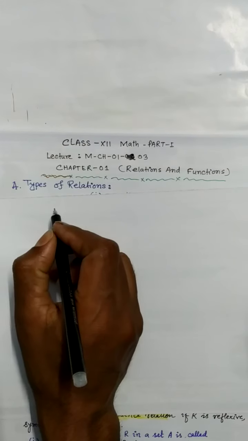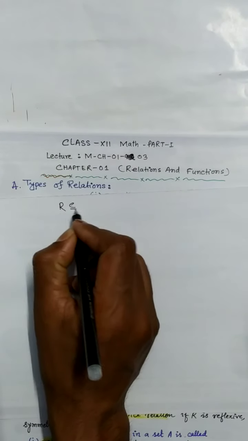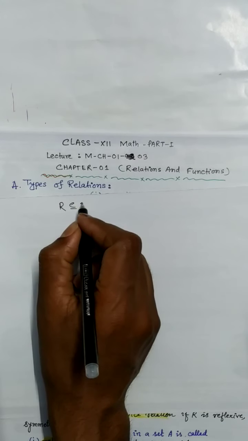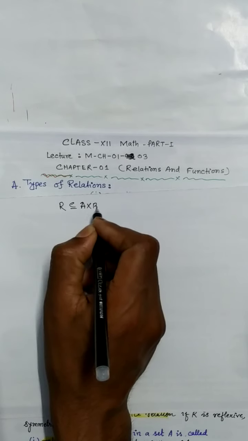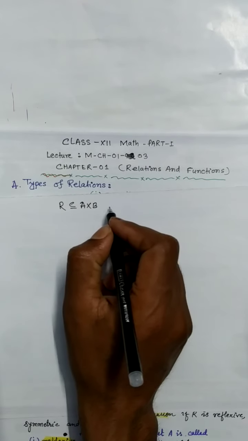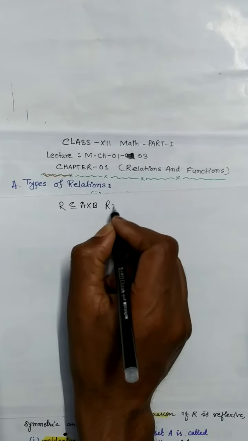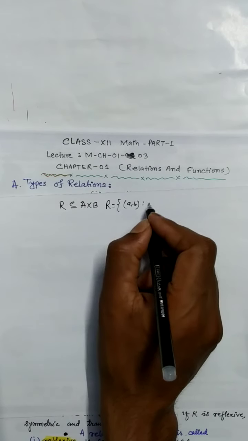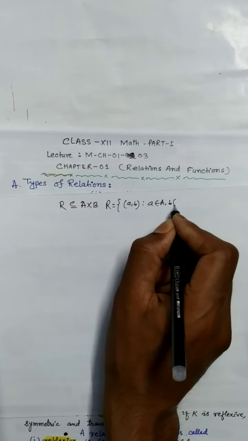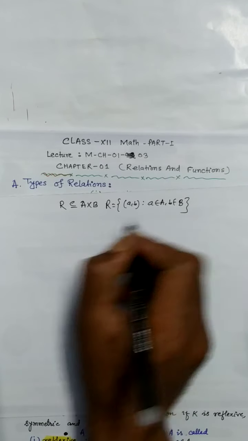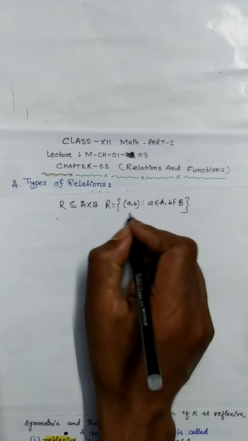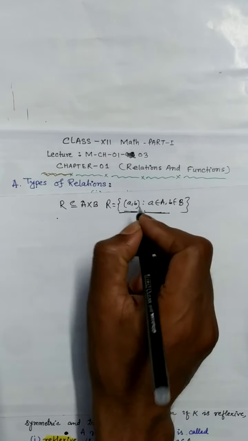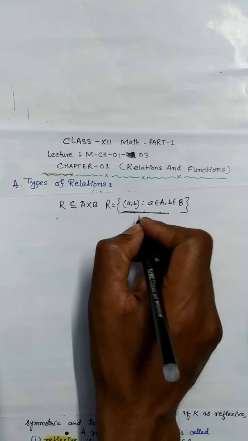So we already know what a relation is. If R is a relation from set A to B, then R will be a subset of the Cartesian product A cross B. And we know R is a set also. Here the elements are pairs, where the first element is taken from set A and the second from set B. And if it is a set written in set builder form, it has subsets also.